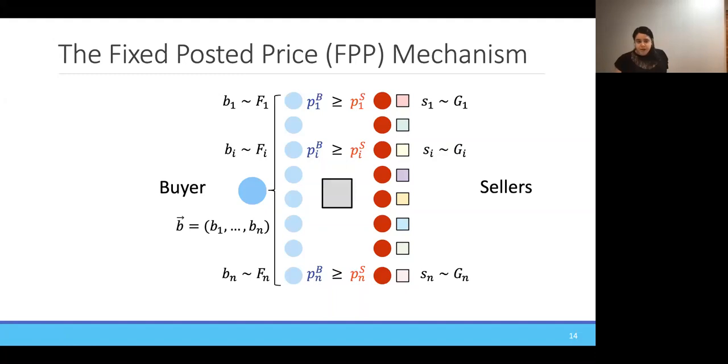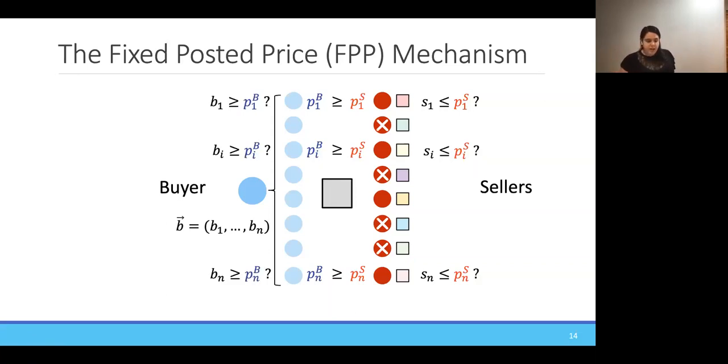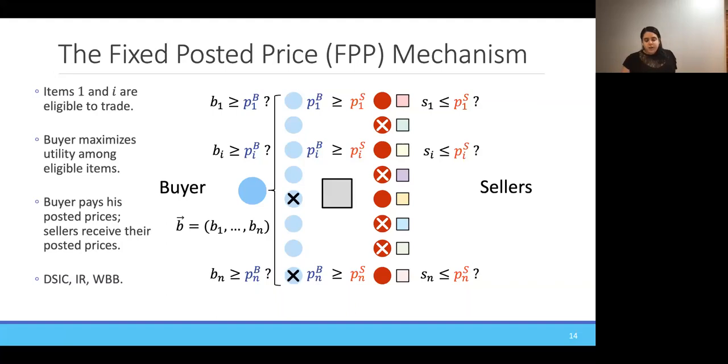If we want budget balance, then it better be that the buyer's price for each item is larger than the seller's price for each item. And then we say to each seller, okay, do you want to trade the item? Is the price sufficient? Is it more than your value? If it's not, then those items aren't eligible to trade. And similarly, we say to the buyer, do you want to buy each item? If not, those items also aren't eligible to trade. And then we ask the buyer, which set of items do you want to trade? Subject to your constrained additive constraint, which is the best, and he maximizes his utility.